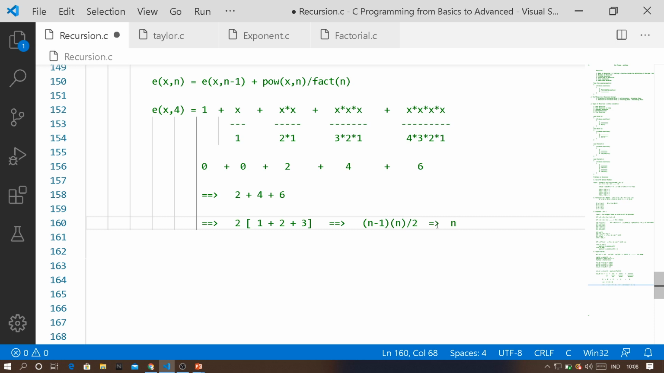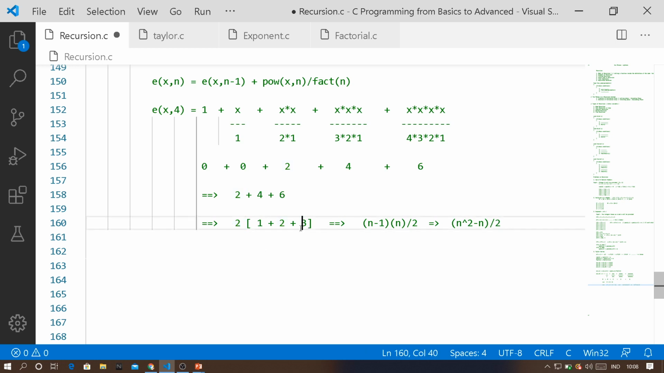Okay, this is converted to n square. Then it is n square minus n. Because if you see, n multiplied by n is n square, minus 1 multiplied by n is minus n. So n square minus n, the whole divided by 2. Don't forget the outer 2 that we have here in the formula.